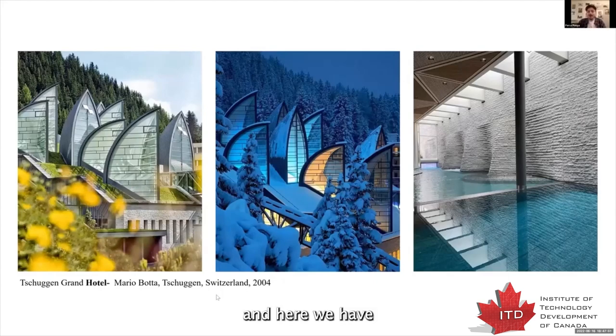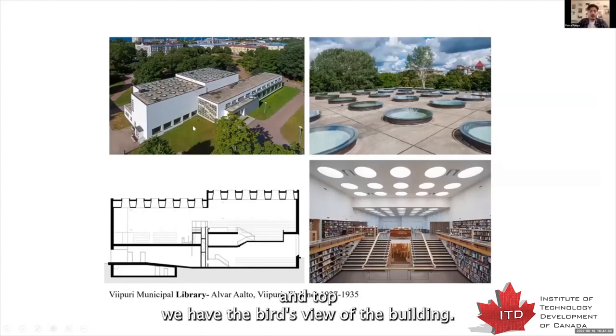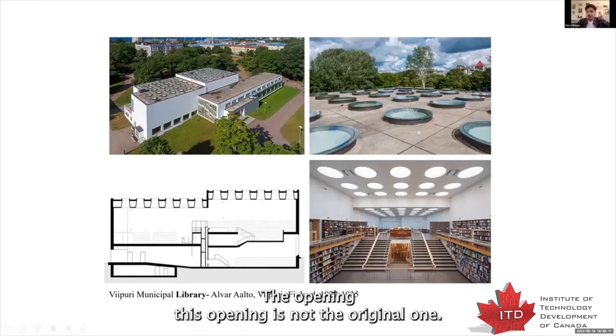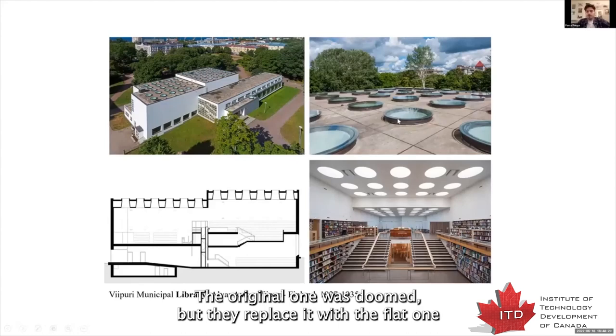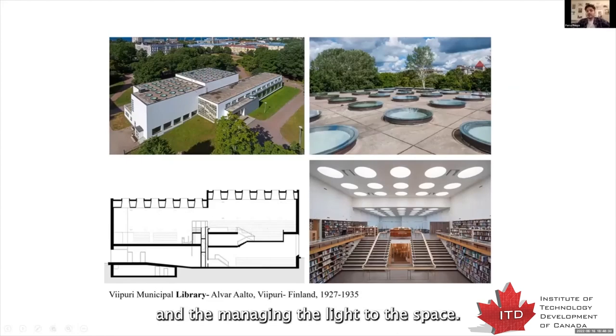And here we have another approach towards skylight, and at the top right we have the bird's-eye view of the building. At its left side we have a kind of close shot of the opening. This opening is not the original one. The original one was domed, but they replaced it with a flat one because the dome was kind of difficult for the maintenance, cleaning, and managing the light into the space.